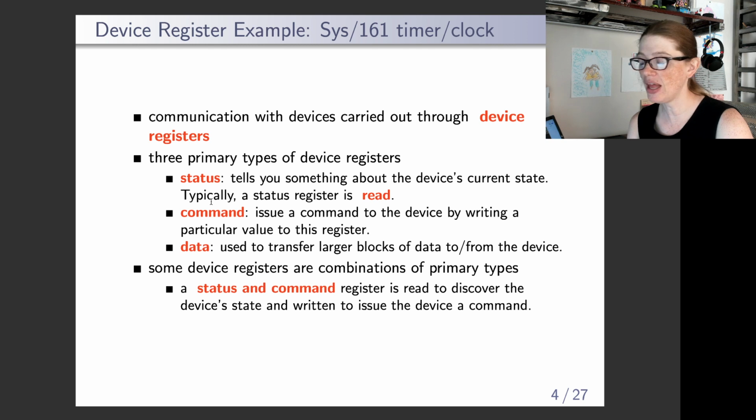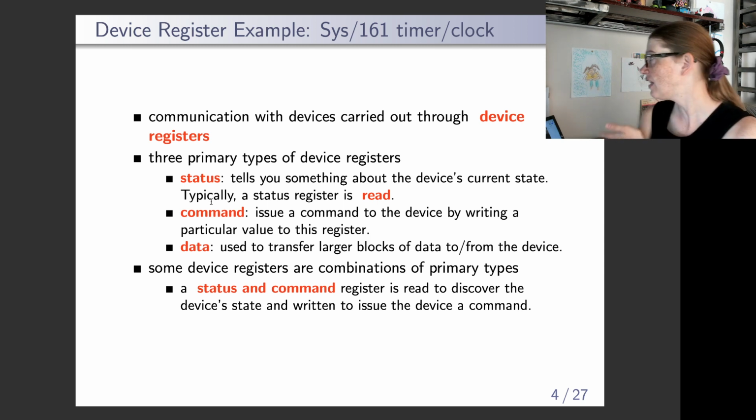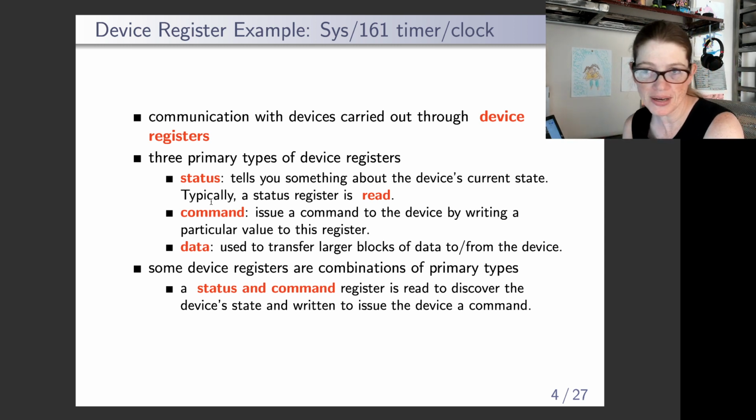So, for example, like this keyboard, let's suppose I turn the number lock on. Well, that could be a status register on the keyboard that says numlock is on. So I could have a register just for the numlock.